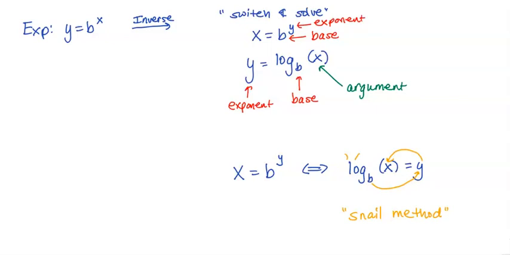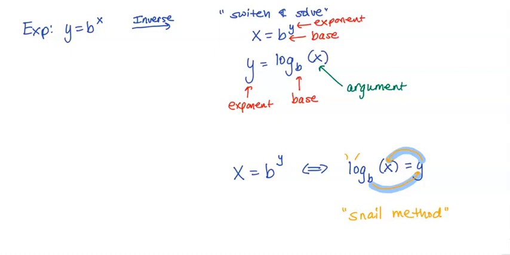So when you have log base b of x equals y, the way that we're doing that rewriting is we take this base b and raise it to this power y and then set it equal to our argument x. That will give us a way to rewrite from the log form to our exponential form.